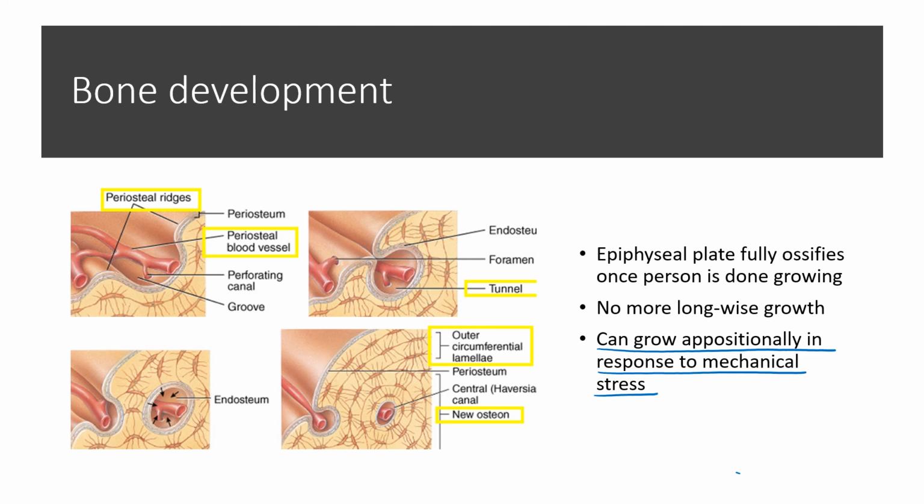So this diagram, what you see right here, shows the process of appositional growth. You have blood vessels embedded into the periosteum, right? So here's your periosteum. In all these pictures, it doesn't stand out, so I'm just outlining all of them. Okay, you have the periosteal blood vessels.